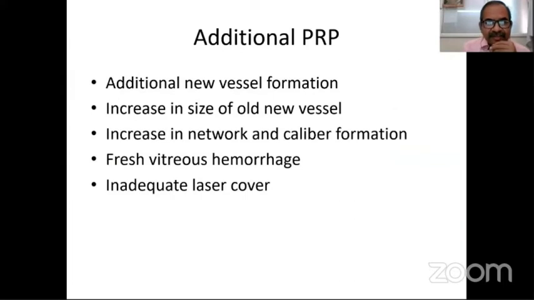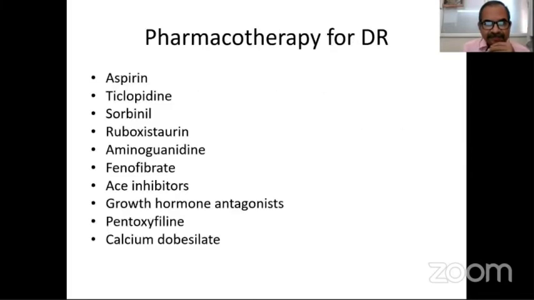This picture shows improvement in the signs, or the recovering phase of the PDR. There is no neovascularization, no fibrous component. Everything is cleared in this picture. When do you advise additional PRP? If there is new vessel formation, increasing size of the old new vessels, increasing network and caliber, and if there is a fresh vitreous hemorrhage.